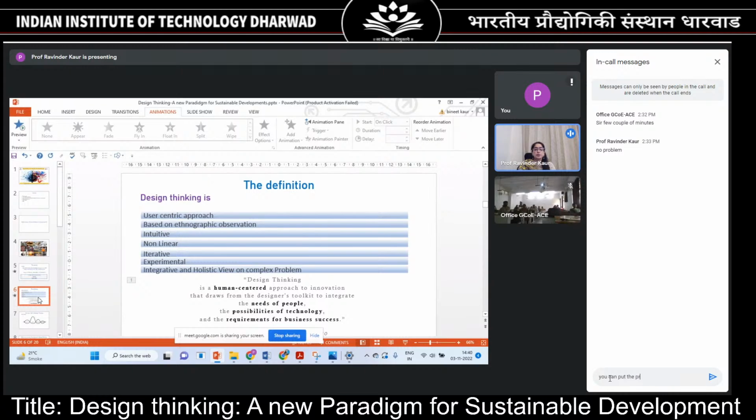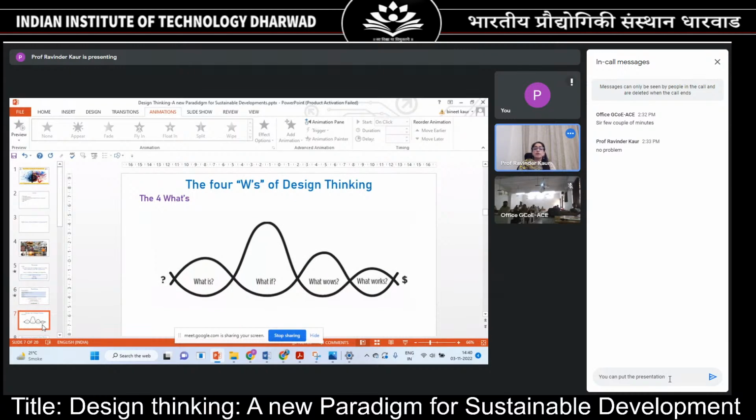Design thinking basically depends upon experimenting fast, and it gives you an integrative and holistic view on complex problems. As its formal definition goes, it's a human-centered approach to innovation, which draws from the designer's toolkit to integrate the needs of people, the possibilities of technology, and the requirements for business success.